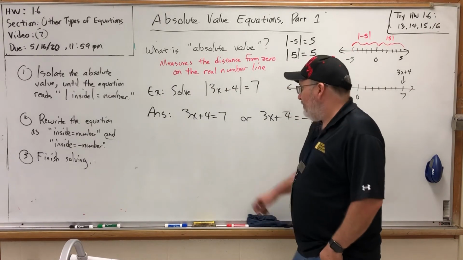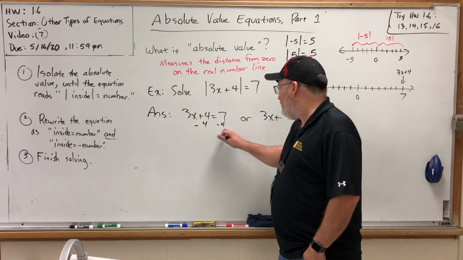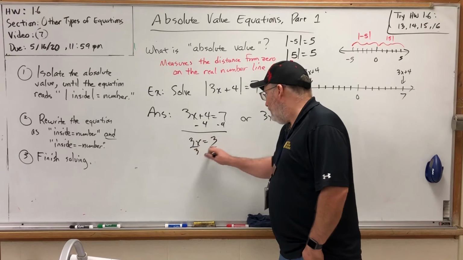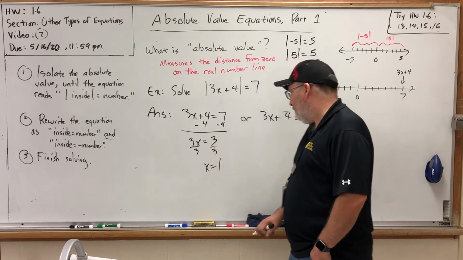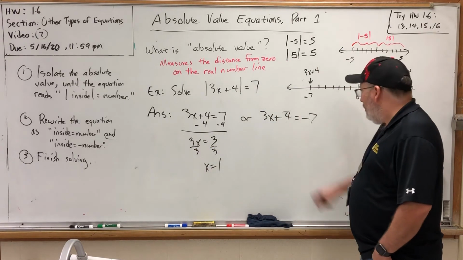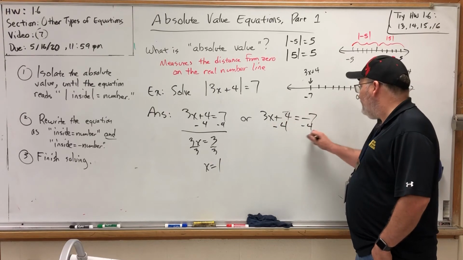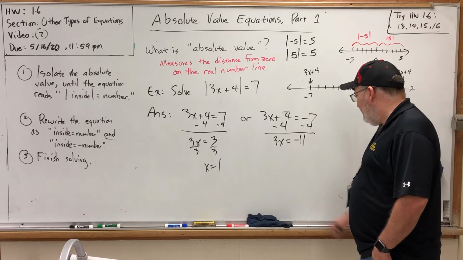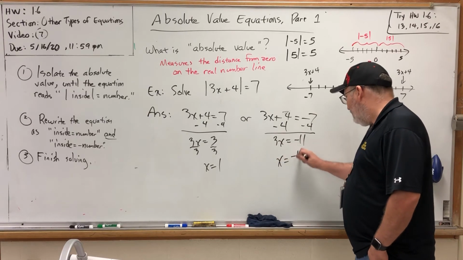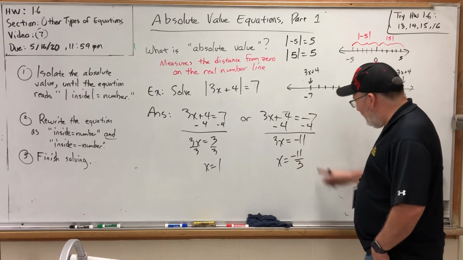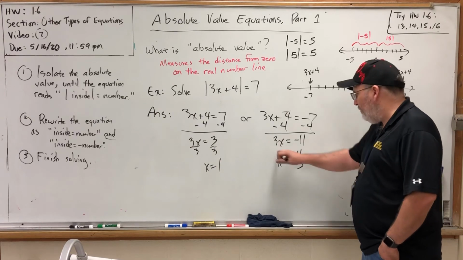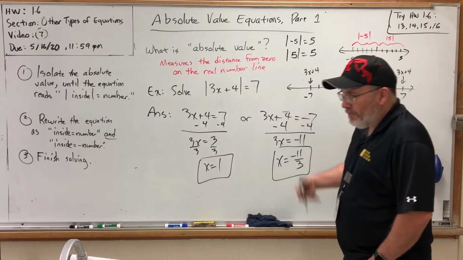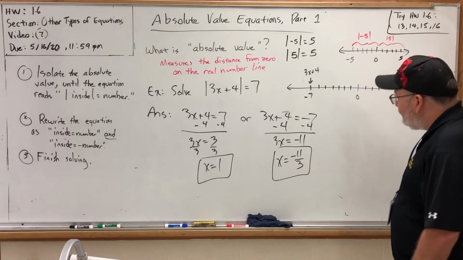Well, let's solve both of these. Subtract 4 on both sides, we get 3x is equal to 3. Divide by 3 and we get x is equal to 1. Nothing to look at there. Over here, subtract 4 from both sides and we get 3x equals negative 11. And then divide both sides by 3 and get x equals negative 11 thirds. I could have sworn I've seen this fraction appear in a previous problem's solution set, but oh well. Maybe that's just me remembering tons of problems.